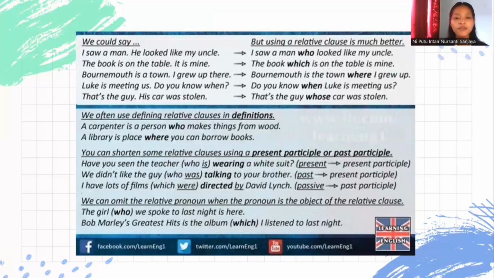And yeah, guys, we can omit the relative pronoun when the pronoun is the object of the relative clause. For example, the girl who we spoke to last night is here. Note, guys, that who and which can be left out when the thing or person is the object of the verb. And whose is not usually used to refer to a thing, and of which is usually used instead.